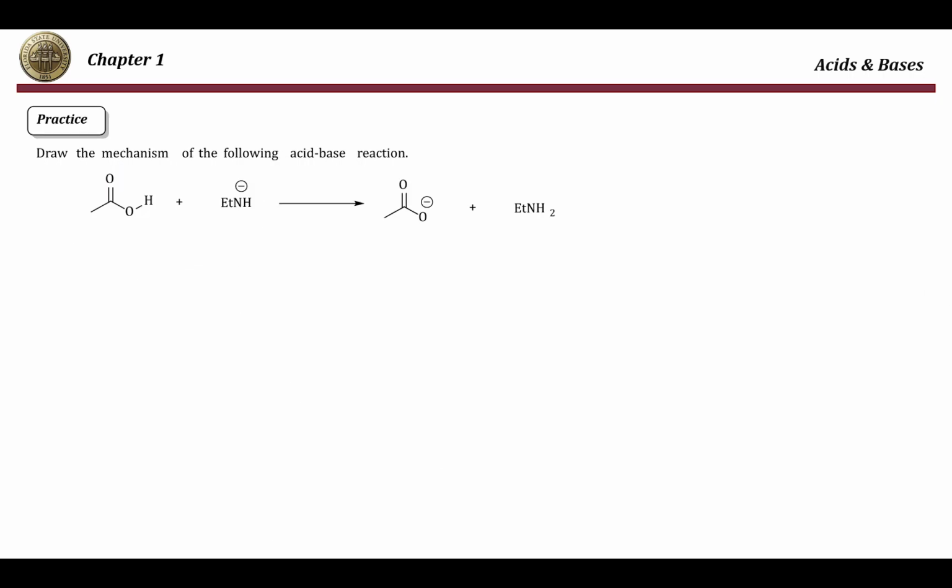Let's try to complete the mechanism for this reaction here. This is the acid, this is a base. Starting from the lone pairs of nitrogen or from the negative charge, I'm going to draw an arrow that picks up this hydrogen, and then I will draw another arrow which goes from here to here, and this is how I get these two compounds.